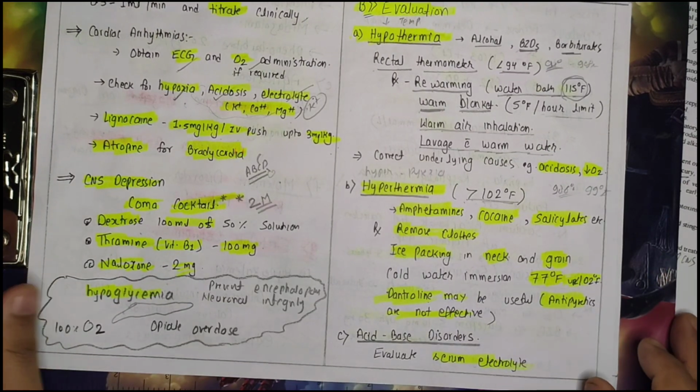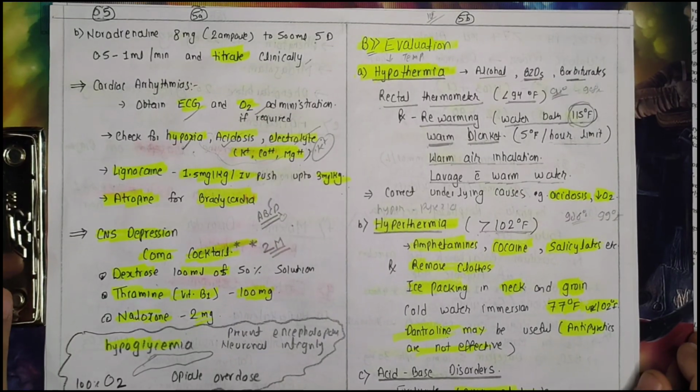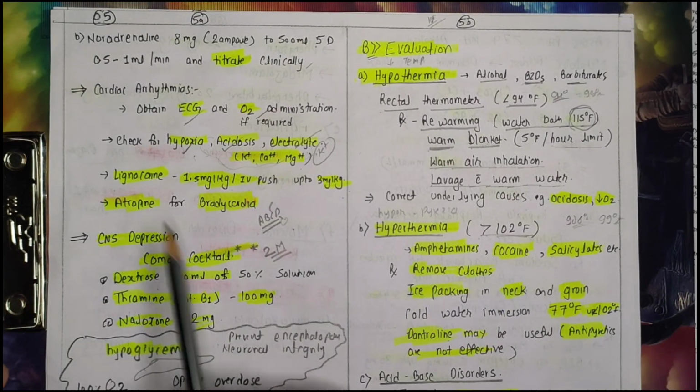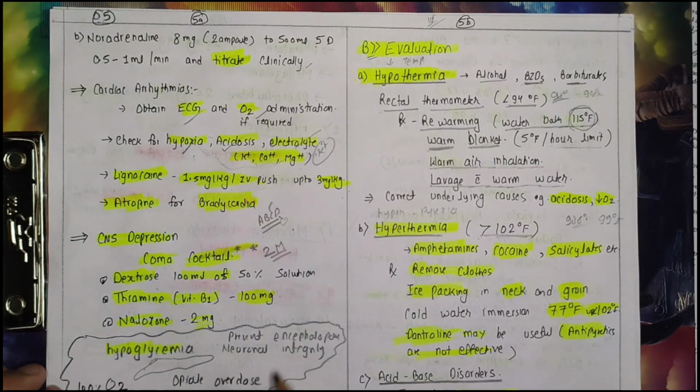Then if dopamine is unavailable, or if we have noradrenaline available, then we have to go with noradrenaline, that is 8 mg. 1 ampoule of noradrenaline will contain 4 mg.